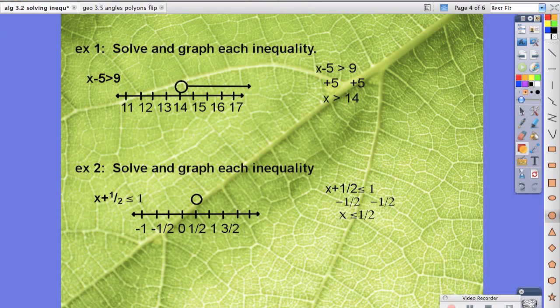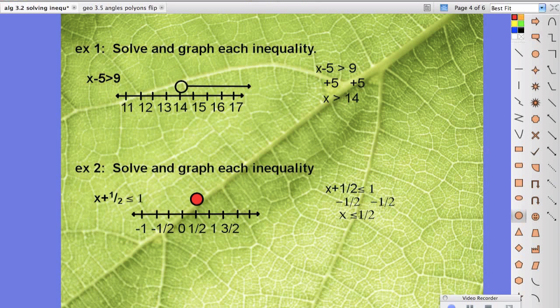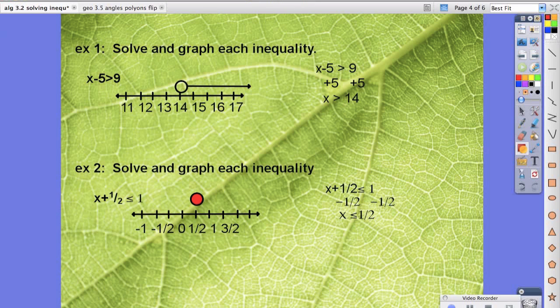Then we need to determine whether it's an open circle or a closed circle. Remember, if it has a line under it, then it's a closed circle, and it does. So we're going to draw a closed circle, and then we're going to draw a line to the left or to the right. Because it says x is less than or equal to 1/2, we are going to go to the left. And that's it for the graphing.